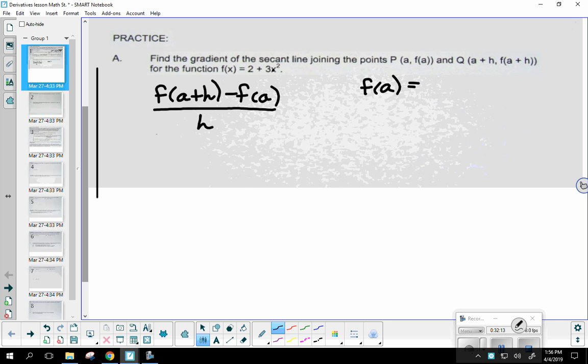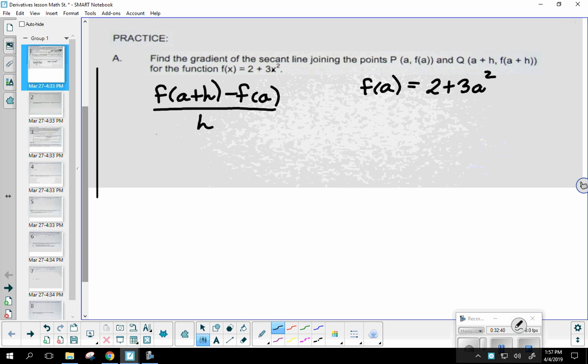Like if I wanted to find f of 1, then I would say 2 plus 3 times 1 squared. And then you simplify, right? The only difference is we're using a variable here. It could be anything. So what would that be? 2 plus 3a squared. And see, there's nothing to simplify because I don't know what a is. So we have to stop there.